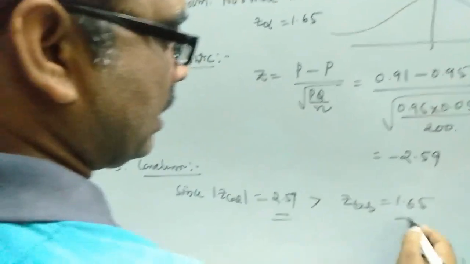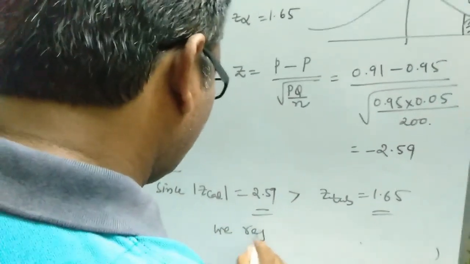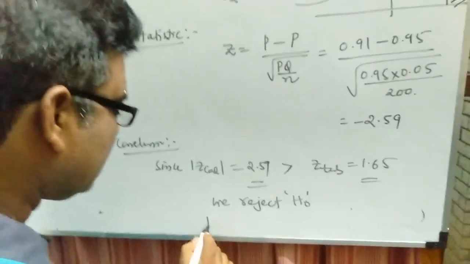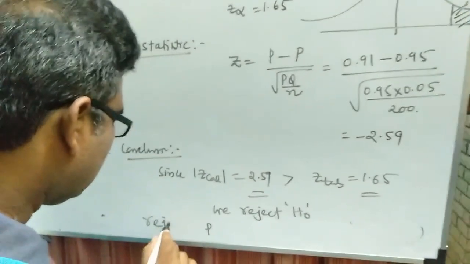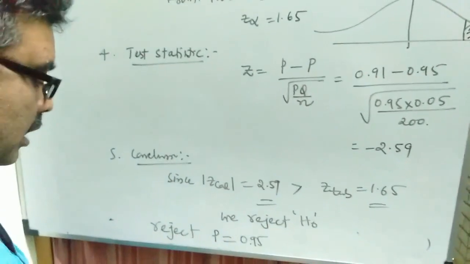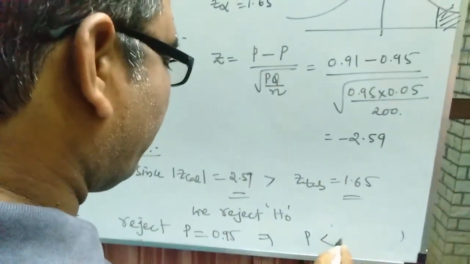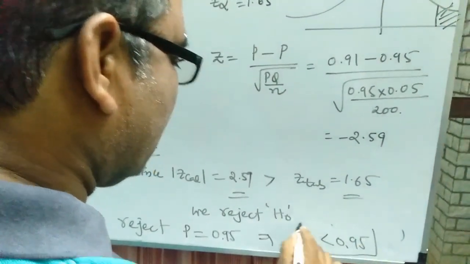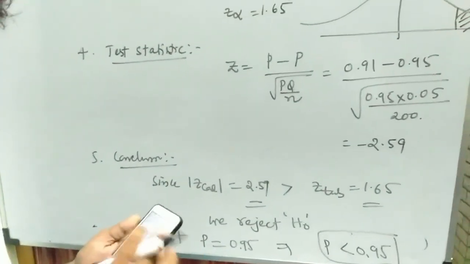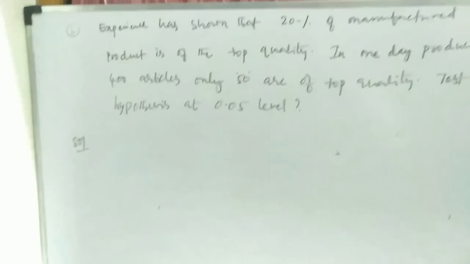This value is greater than this value. That means what is our conclusion? We reject H naught. So what is our H naught? P is equal to 0.95, so we reject the statement P is equal to 0.95. Rejecting P is equal to 0.95 means P must be less than 0.95. That means the items he gave have specification quality less than 95%. That is the required solution.